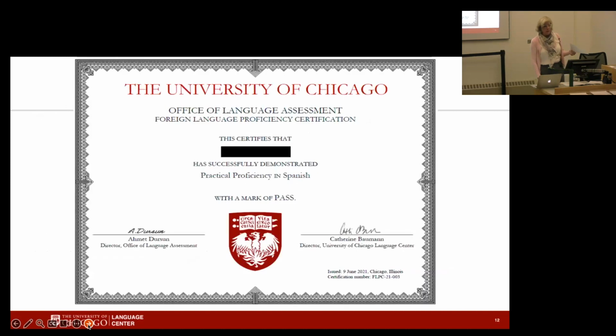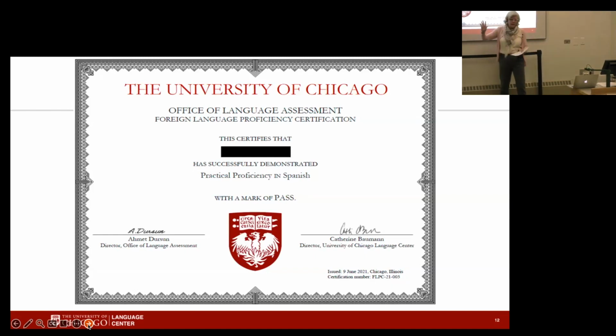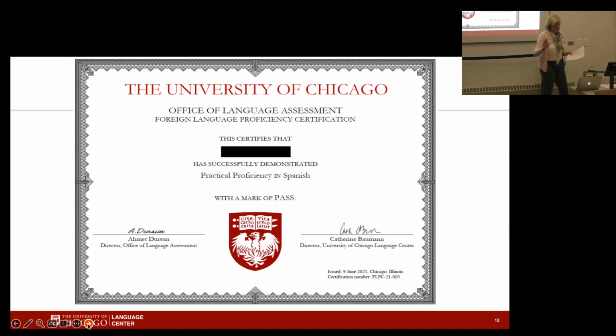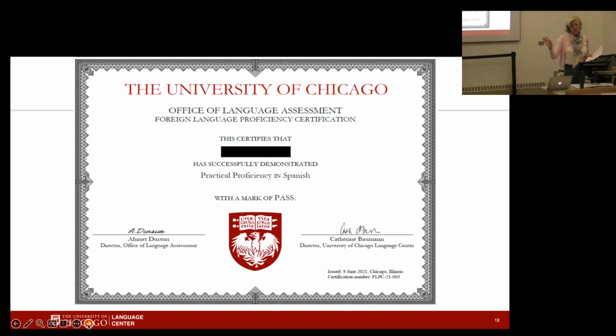So here's an example of the practical proficiency certification. Practical proficiency we've defined as being able to function in personal and some professional or academic contexts.